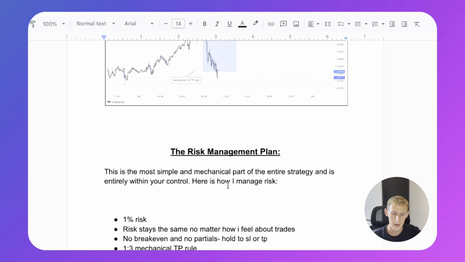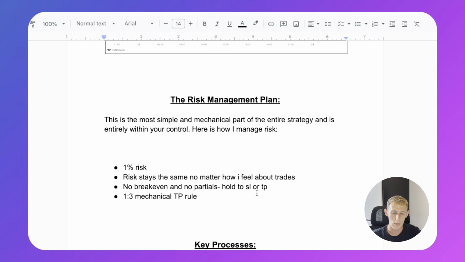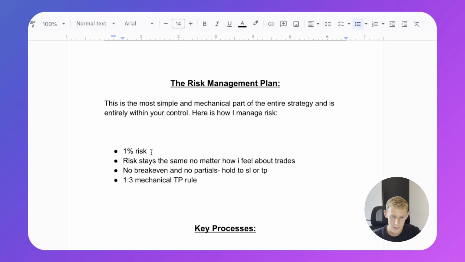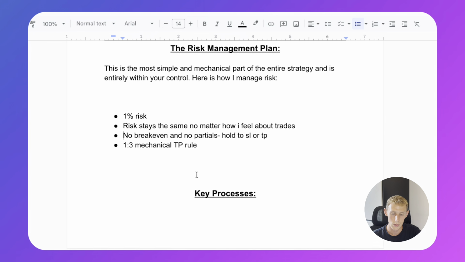One other comment I want to make is, if we go over to the risk management plan, we're doing 1% risk per trade, but the most important part here is that we're not making break even and we're not taking partials. So we're simply holding the trade to stop loss or take profit, which again was the best and most profitable approach that I've personally found after testing several different break-even rules and several different partial taking rules as well.